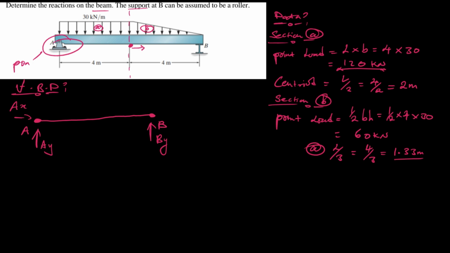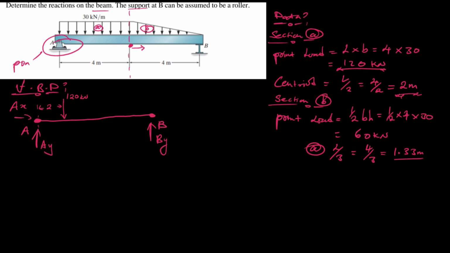Now section A, remember, the position from A to the centroid of the rectangular distributed load we've calculated, rather to say, it's 2 meters. So we're going to be positioning the centroid of the point load of the rectangular distributed load at position 2 meters from A. And this point load is 120 kilonewtons.